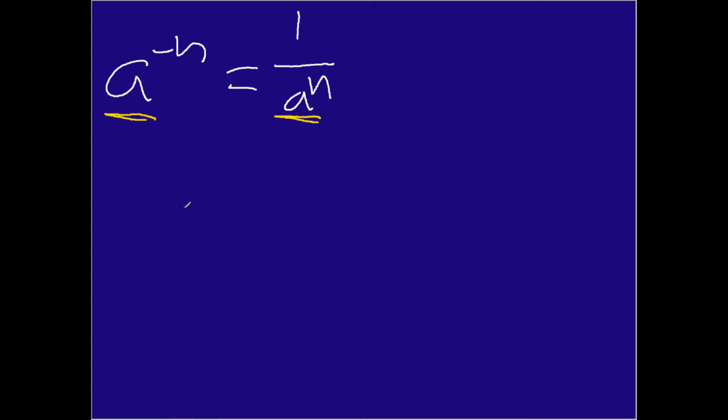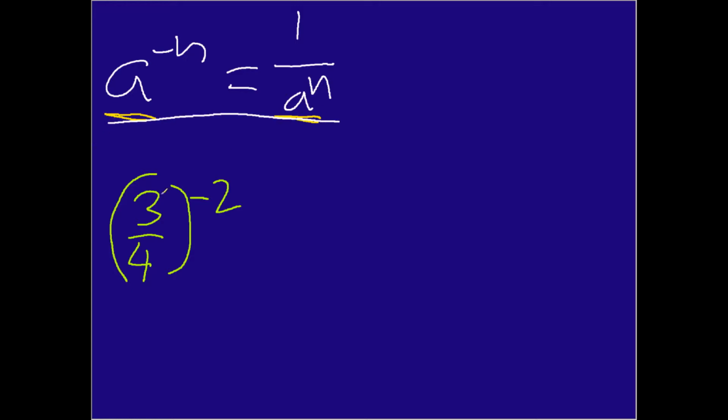This time we have 3 over 4, in parentheses, to the negative 2. Now, if we follow the principles of our negative exponent property above, that will translate into the following. This is going to be the same as 1 over 3 over 4, not to the negative 2, but to the positive 2.